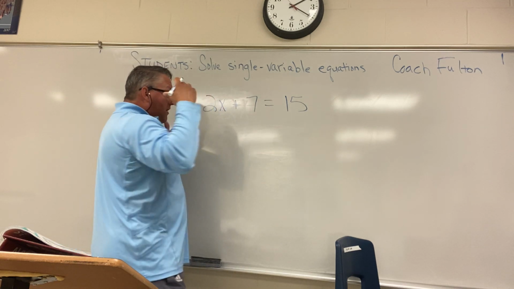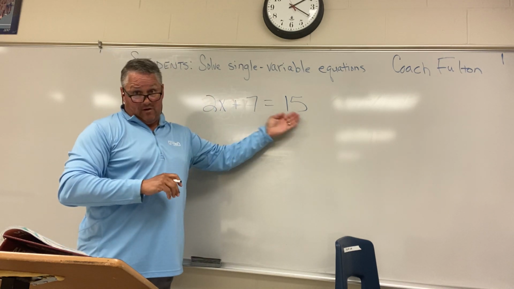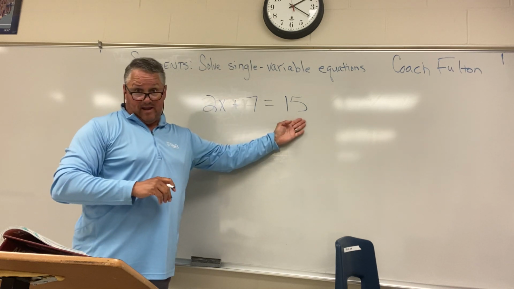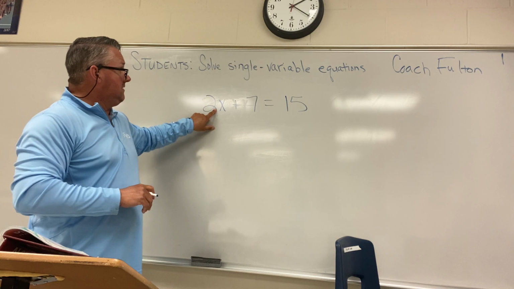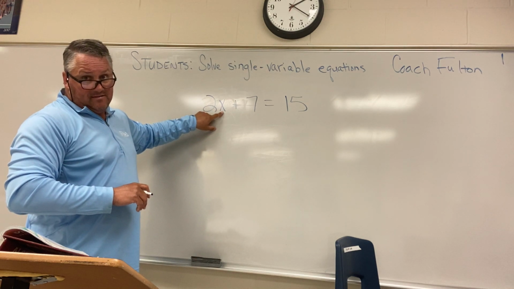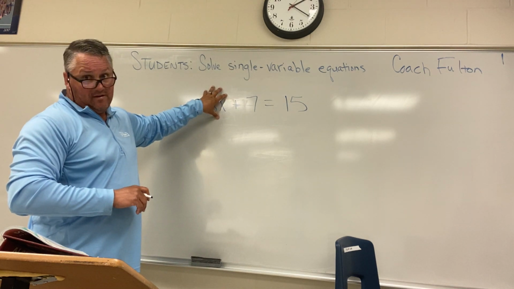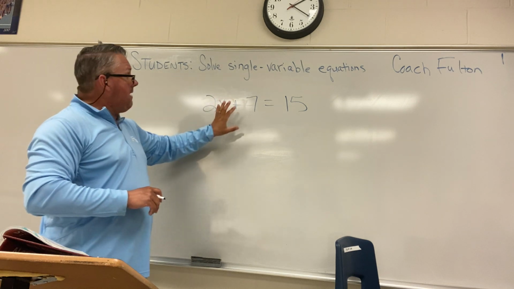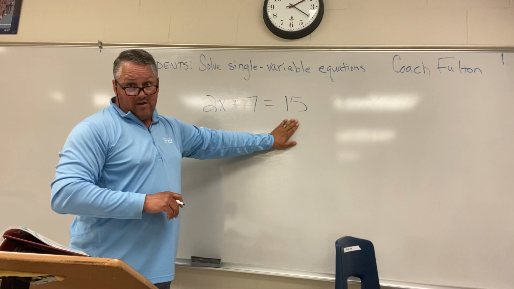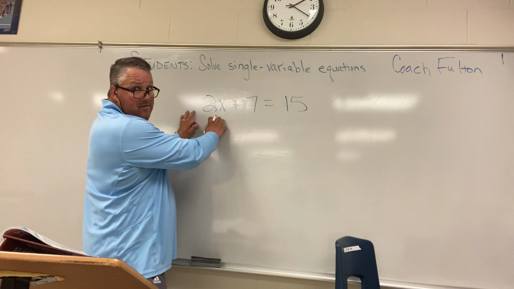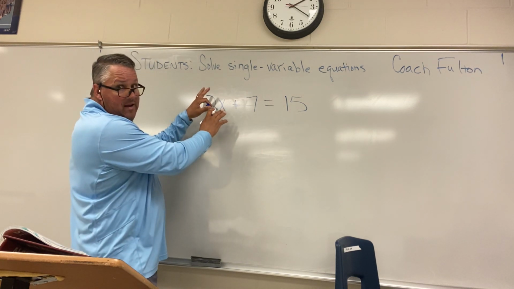So my mind goes, which way do I go? Do I bring the 15 over this side or do I bring the 7 over this side? Well, my variable is the key. There's a 2x here. The x will stay on the left side of the equation because that's where it's located. Now, I'm going to move the plus 7 over to the other side of the equal sign to get it away from the 2x. I've got to get the x by itself at the end.